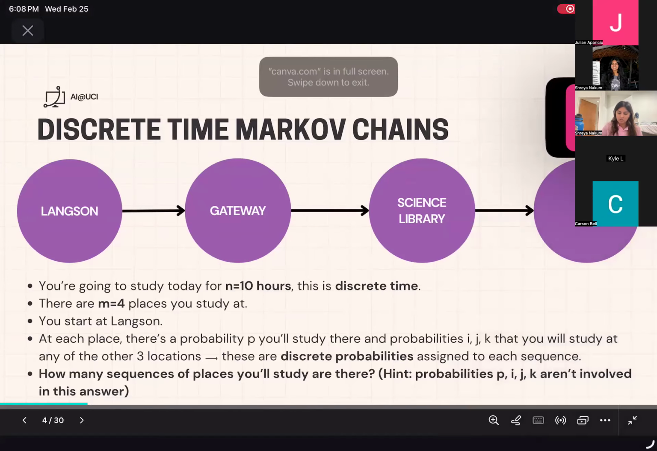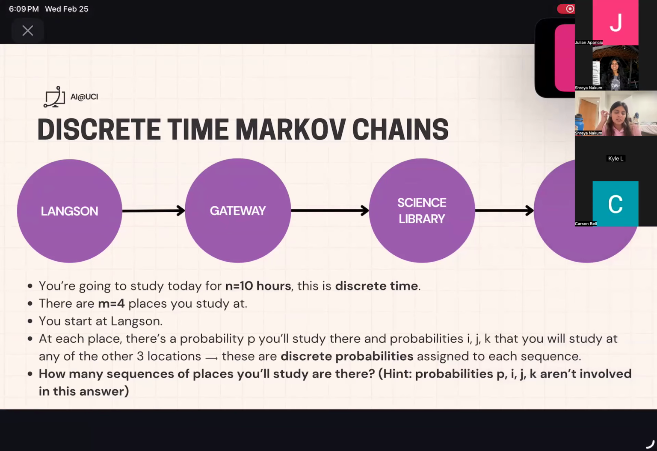Okay. So let's say that you're going to study today for a total of 10 hours. And these are the four places you always study: Langston, Gateway, Science Library, or the ALP. Every hour of these 10 hours, you will be in one of these four places. So let's say you start at Langston at 10 a.m., and then at 11 a.m. you decide to go to Gateway. At 12 you're at Science Library. At 1 you're at the ALP. Maybe at 2 p.m. you're back at Gateway, and maybe at 3 p.m. you decide you really like Gateway and you stay at Gateway again.